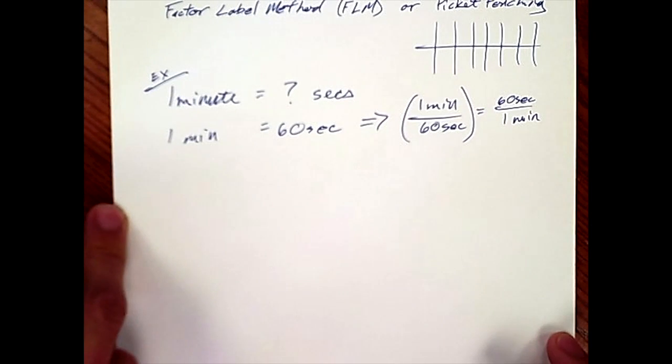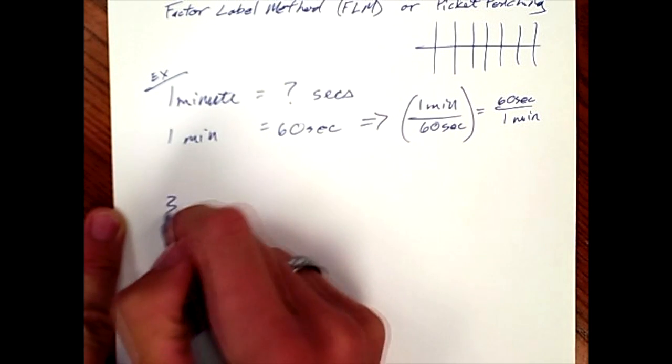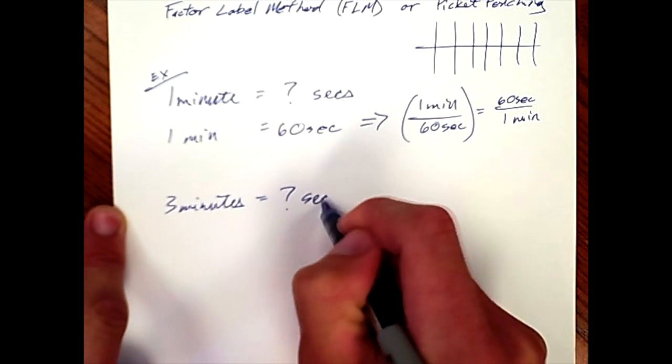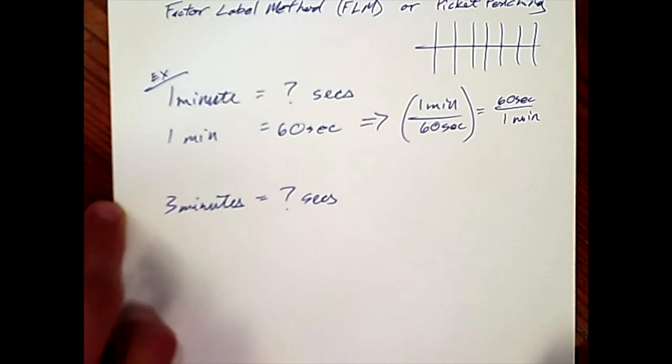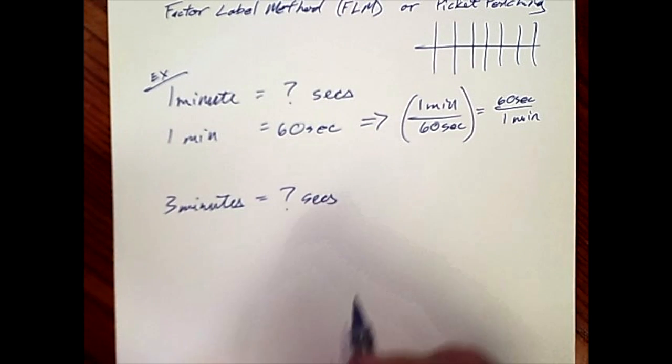So if I'm given a quantity that is more than 1 minute, say 3 minutes, most of you can logically tell me the answer without doing any calculations. That's not the point. The point is to illustrate how we can get from 3 minutes to seconds utilizing the conversion factor. You know what 3 minutes is? 180 seconds. Very good.